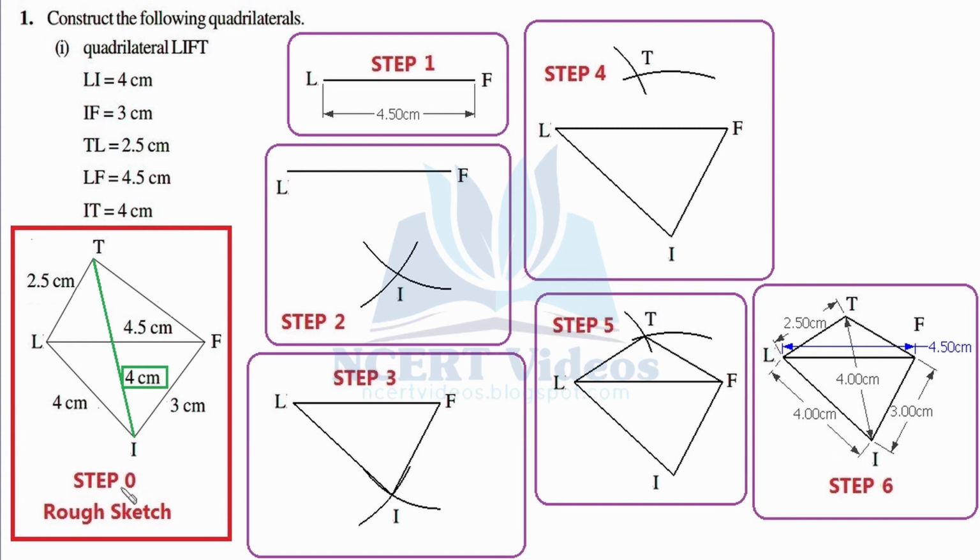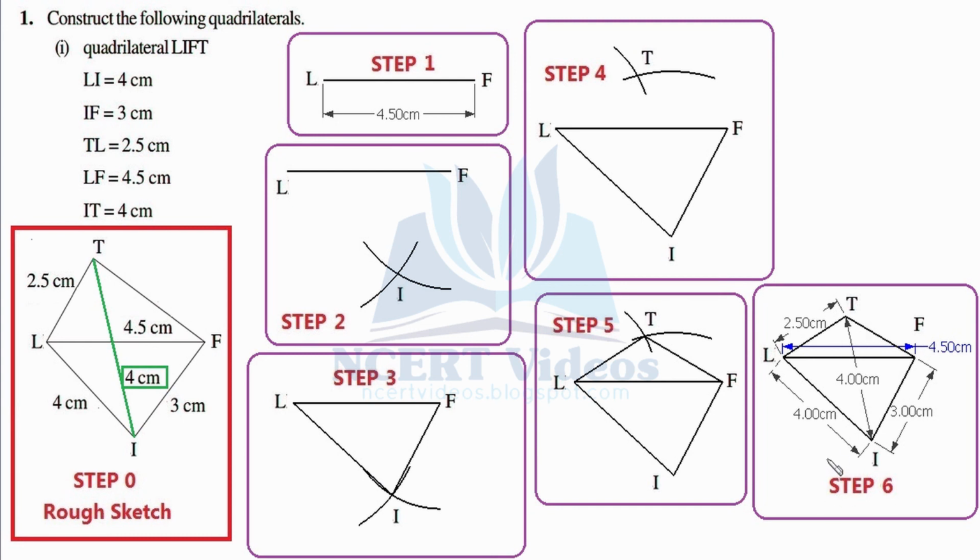The ultimate benefit of constructing a rough sketch is that you do not have to watch again and again the given information. So at last, we wrote 4 centimeter for line segment LI, 3 centimeter for line segment IF. For TF, we do not have the measurement, so we do not write. For TI, we wrote 4 centimeter. We need to construct this line segment. And at last, line segment LF, which is a diagonal of 4.5 centimeter, has been shown in blue color so that you don't get puzzled between these two line segments' dimensions.